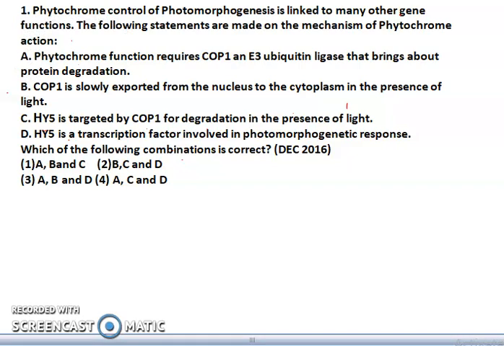Now, what exactly is photomorphogenesis? When we break this term into two parts, that is photo and morphogenesis, photo means light and morphogenesis means proper growth and development of a plant. So, in the presence of light, a plant will show its proper growth and development.